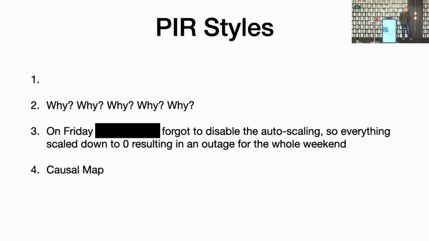Okay, so we've now talked about three different styles of PIR and one flavor. We've had no PIR at all. We've had root cause analysis, or the five whys. We've had anonymous instead of blameless, and we've had causal maps. And we've talked about some of the problems with these. So knowing this, what do?